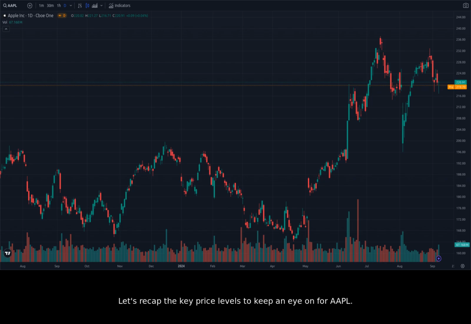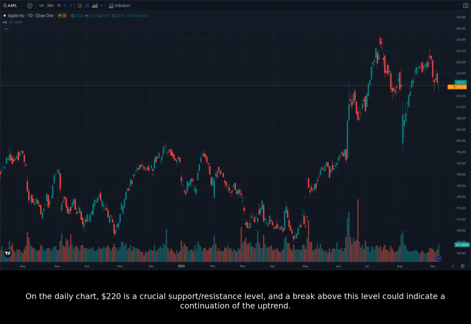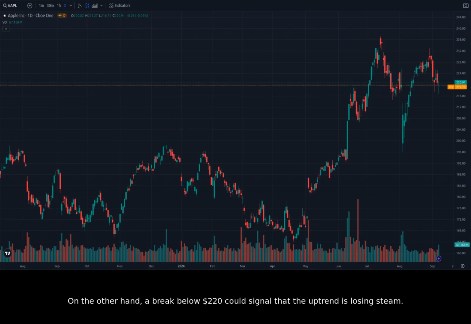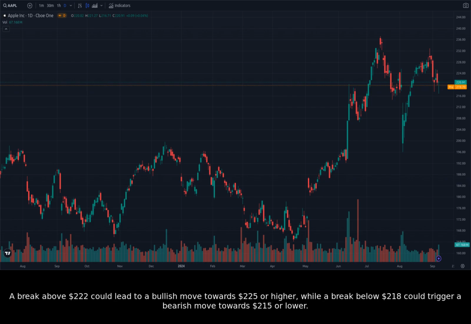Let's recap the key price levels to keep an eye on for Apple. On the daily chart, $220 is a crucial support/resistance level, and a break above this level could indicate a continuation of the uptrend. On the other hand, a break below $220 could signal that the uptrend is losing steam. On the 1-hour chart, the range between $218 and $222 is a critical area to watch. A break above $222 could lead to a bullish move towards $225 or higher, while a break below $218 could trigger a bearish move towards $215 or lower.